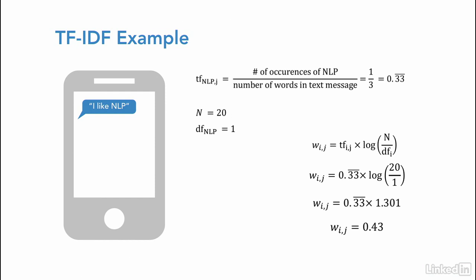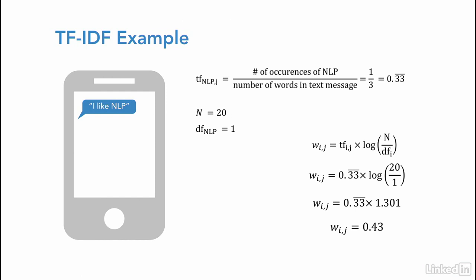So as this fraction inside the log gets larger, the log of that fraction also gets larger. So now let's say that you have 40 text messages instead of 20, but NLP still only occurs in one of them, so the denominator here will still only be 1. So now this fraction is 40 over 1. The term NLP is less frequent, and this term collectively is going to be larger. So basically, all this says is that the rarer the word is, the higher that this value is going to be.